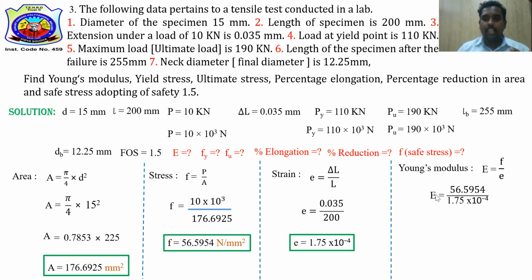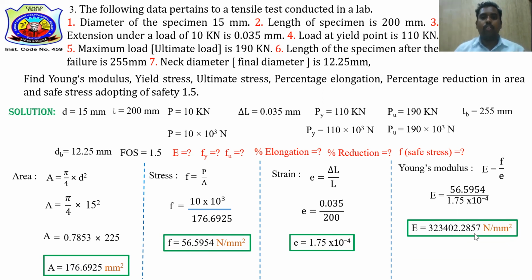So write as it is, E equals F by e. Just substitute the values. E equals 56.594454 divided by e equals 1.75 times 10 power minus 4. On calculation, I'll get E equals 323402.2857 Newton per mm square. This is the value for Young's modulus.